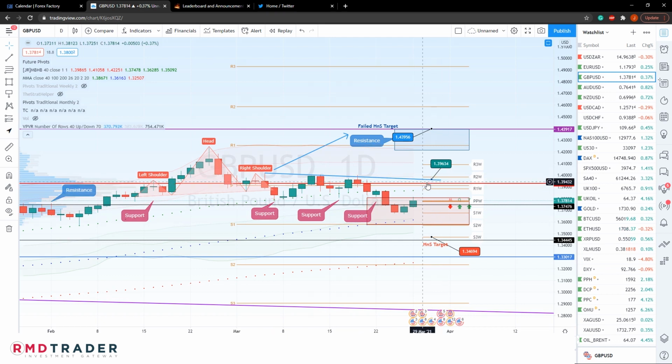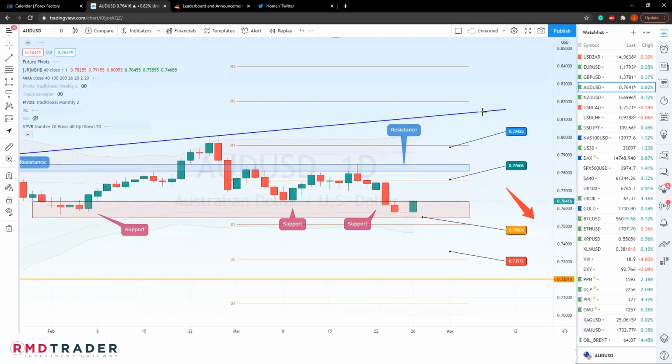A test of that level will likely either see price continue lower towards that daily 100 SMA, or perhaps break up higher, and that will invalidate the head and shoulders pattern that's still in play, setting up an overhead target at 1.439. That is the failed head and shoulders target. A break below the daily 100 SMA will likely see us reach the full head and shoulders target at 1.346.